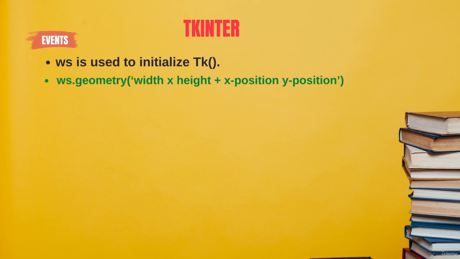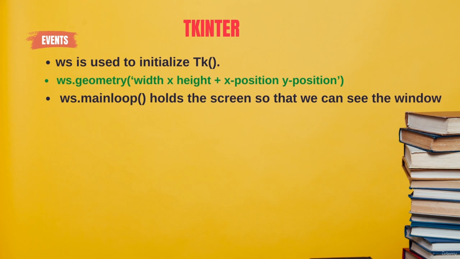ws.geometry is going to take parameters with height, x width, plus the x position and the y position. All the values provided must be integers. Then we set the title, we use config to provide a background color. Resizable accepts boolean values. Since boolean values false are provided for both height and width, that means the window cannot be resized. ws.mainloop holds the screen so that we can see the window.